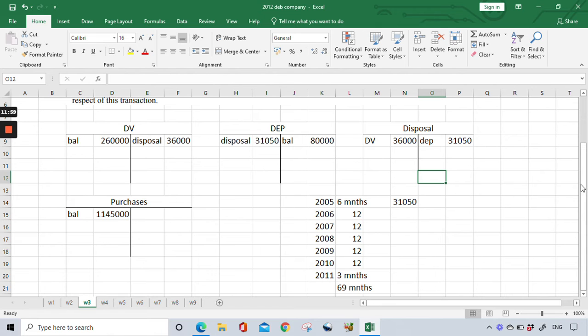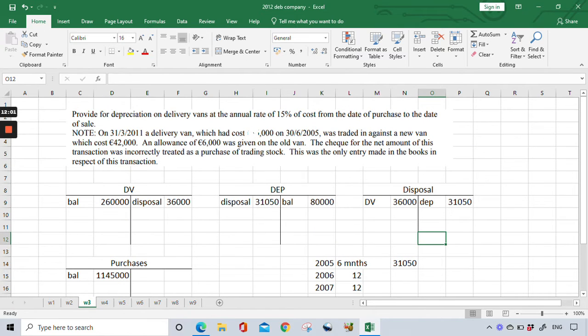Next thing mentioned was traded in against a new van which cost 42. An allowance of 6,000 was given on the old van. So delivery vans, debit, allowance, £6,000, and credit that in a disposal account, 6,000. Okay, so that's the next thing you do.